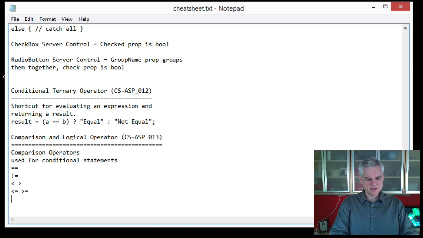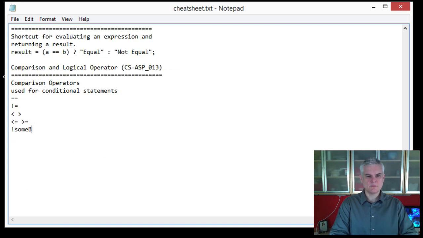And then there's also this: whenever you use the exclamation mark in front of some Boolean value, whether it be a property of a control or just some variable that you created, that means that it is testing for not true. So if some Boolean value is not true, then execute the code block below the comparison, the conditional statement.